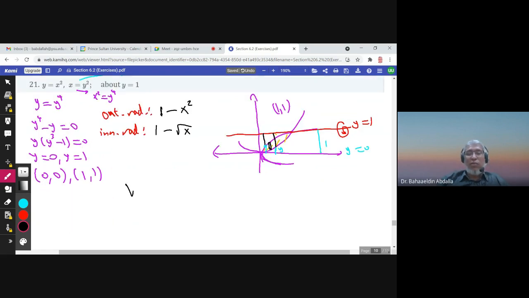So the volume would be the integral dx, so x runs from 0 to 1, pi times the outer radius, which is (1 minus x squared) to the power 2, minus the inner radius, which is this one, dx.